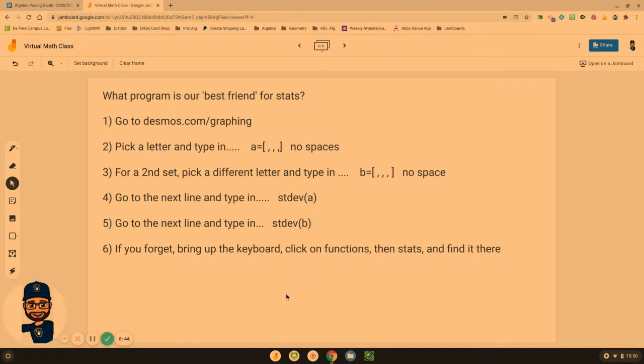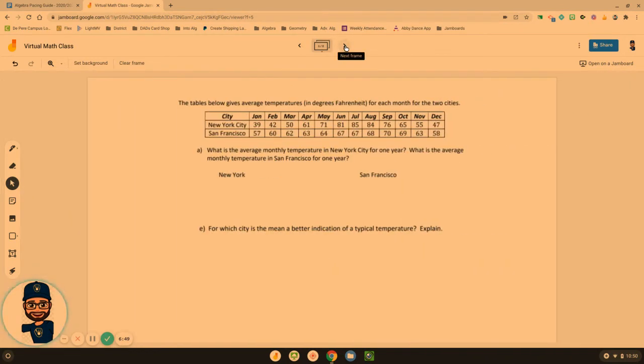All right, now let's take a look at an example and how this applies when we go inside of Desmos. So this is out of your packet. I want to say it's on page 18 or 19, talking about the temperatures in Fahrenheit for two cities, like the average temperature for two cities each month. So New York City has these averages, and then San Francisco has those averages. The first question that we have is, what is the average monthly temperature in New York City per year for 1 year? What is the average monthly temperature in San Francisco for 1 year?